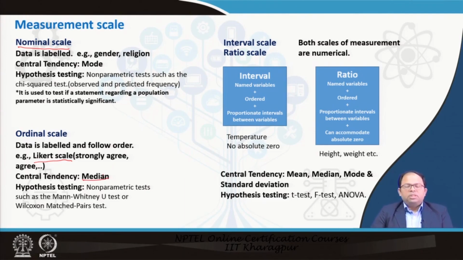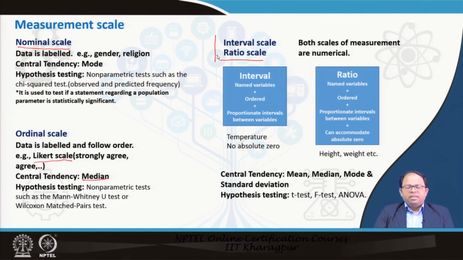And again, for hypothesis testing, we use non-parametric tests such as the Mann-Whitney U-test or the Wilcoxon matched pair test. So these are the different methods of hypothesis testing. Now next comes the interval scale and the ratio scale. Both are almost similar with a small difference, and both scales are used for numerical measurements.